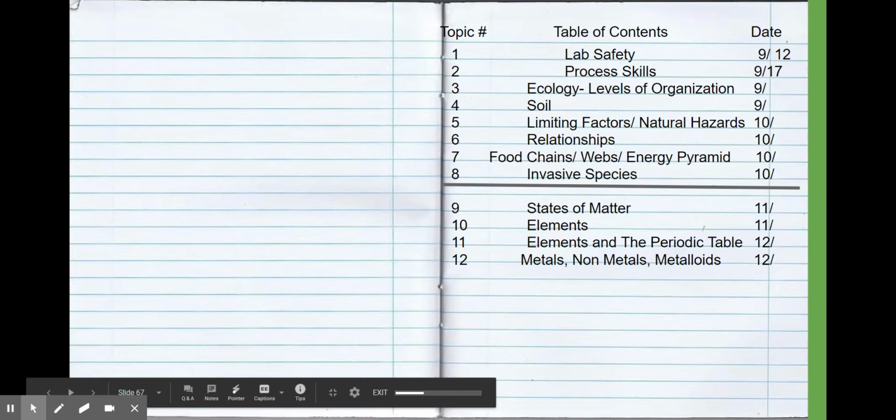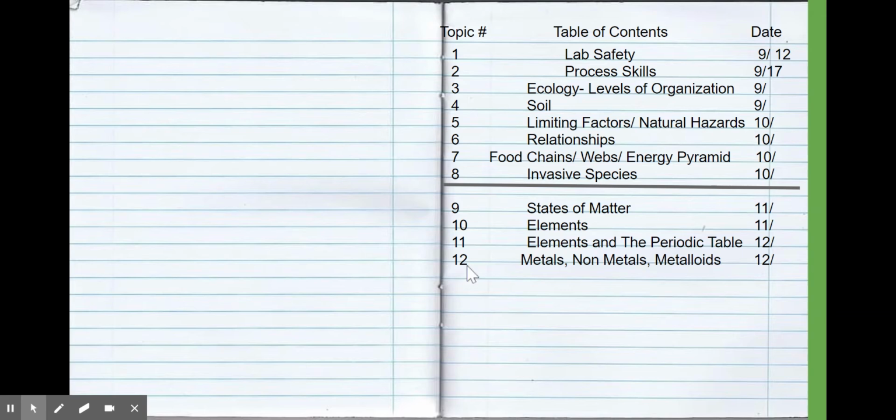Okay, we are moving on with our next topic. This should be completed either after your quiz or, if you didn't get to finish it in class, on your next day at home. This is topic number 12, metals, nonmetals, and metalloids, and then you can add the date. Please make sure you add this to the table of contents.